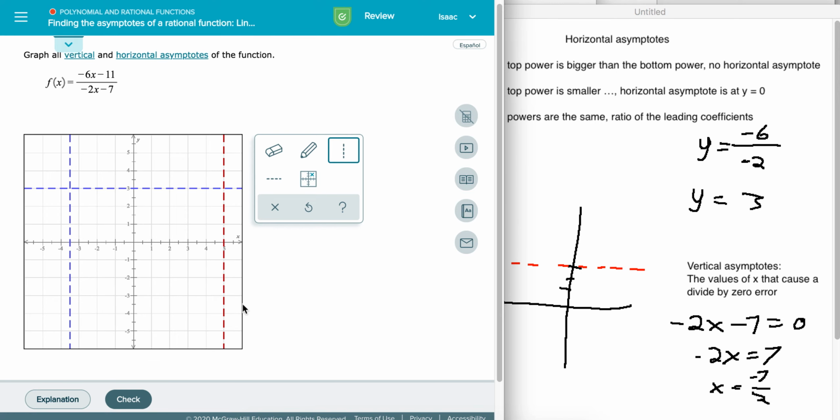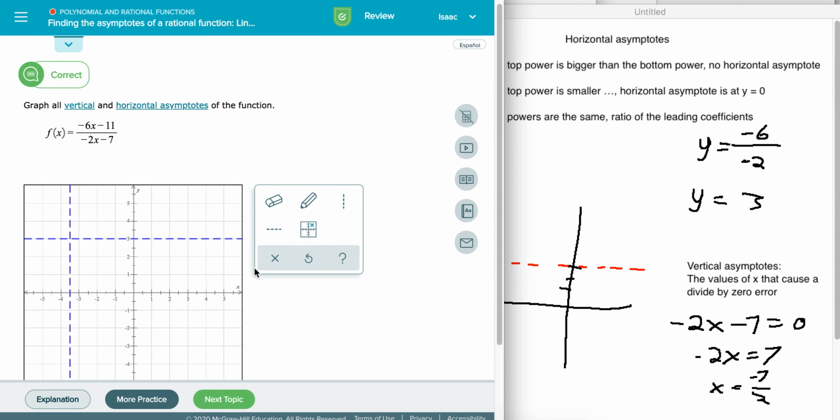Okay, let me see if Alex wants to say anything more. That's it. It just wants you to make those two lines.